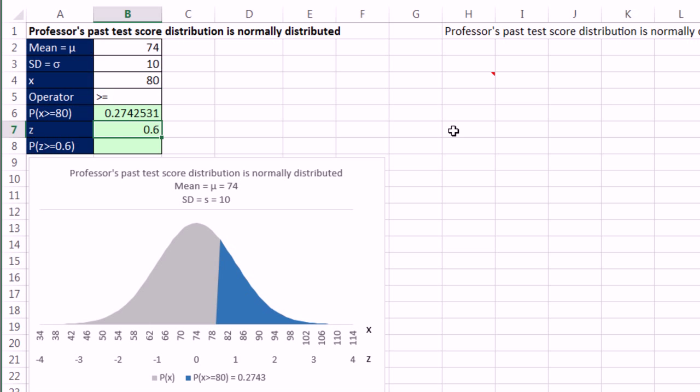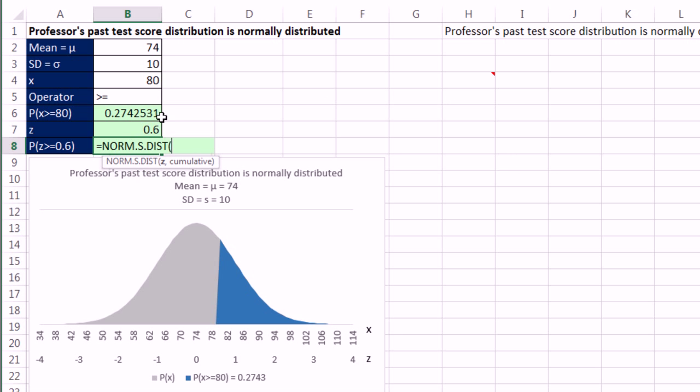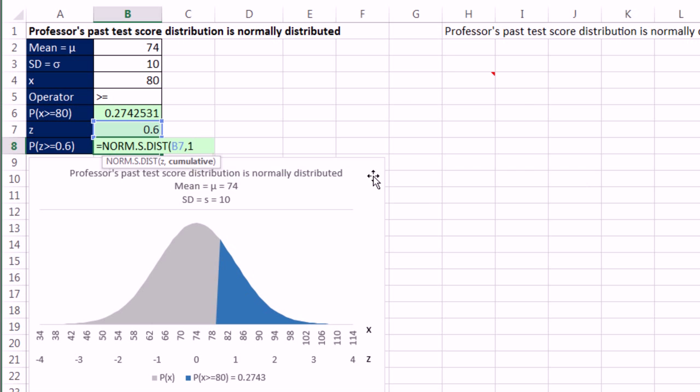When I Control Enter, that tells me how many standard deviations above or below. I'm 0.6 above. Now I can use equals NORM.S.DIST. There's my z, comma, and cumulative. Guess what? If I enter this, this is not the right answer. This is the complement to that.